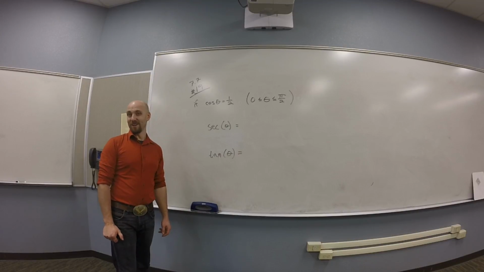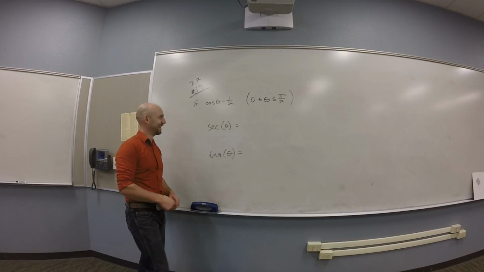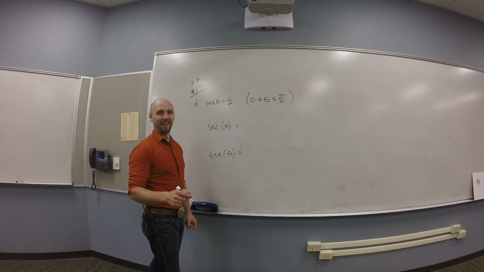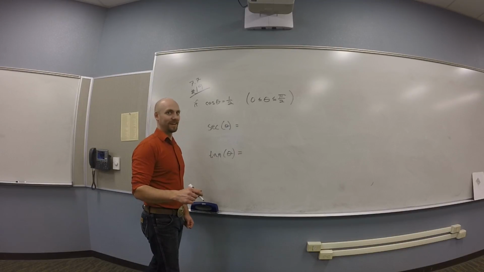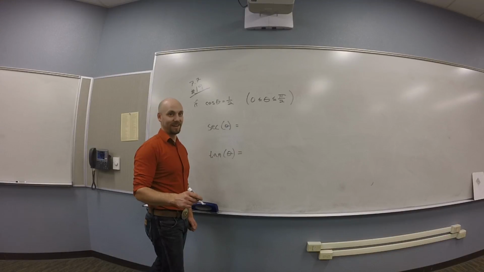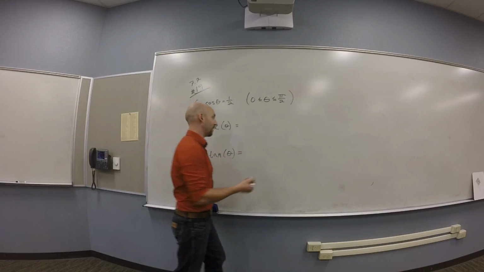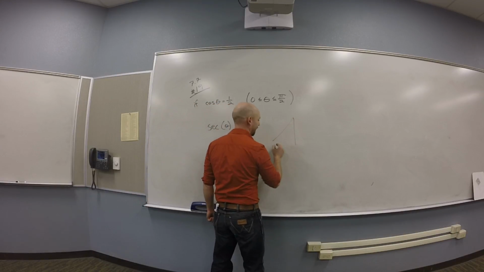30, 60, 90? Or 45, 45, 90? One of the standard triangles? I think 45, 45. I think the cosine of 45 degrees is... I don't remember. I'll get out both triangles, okay?